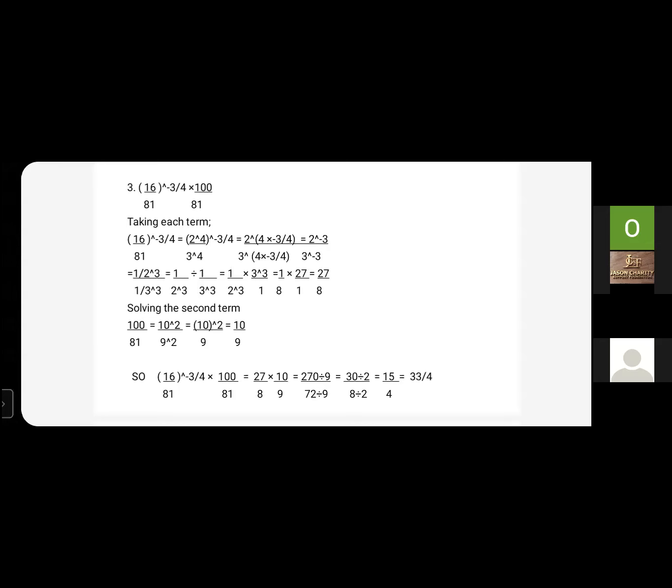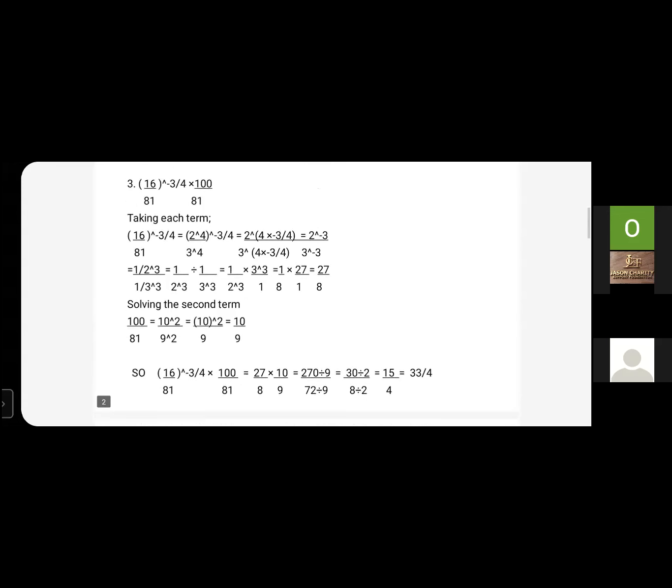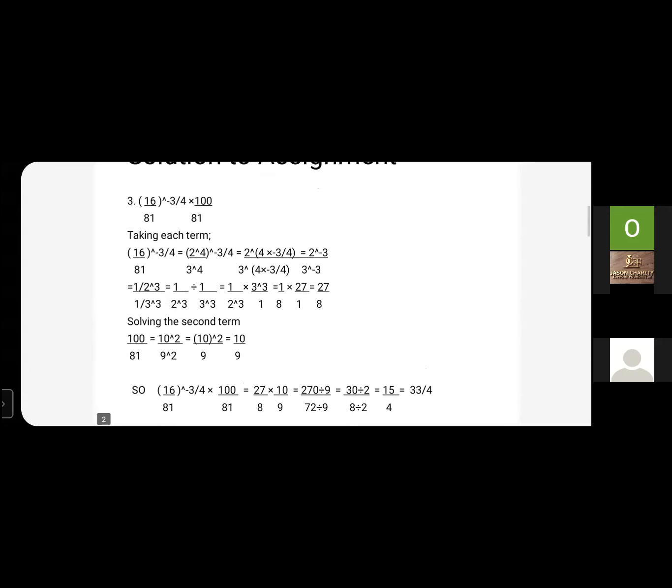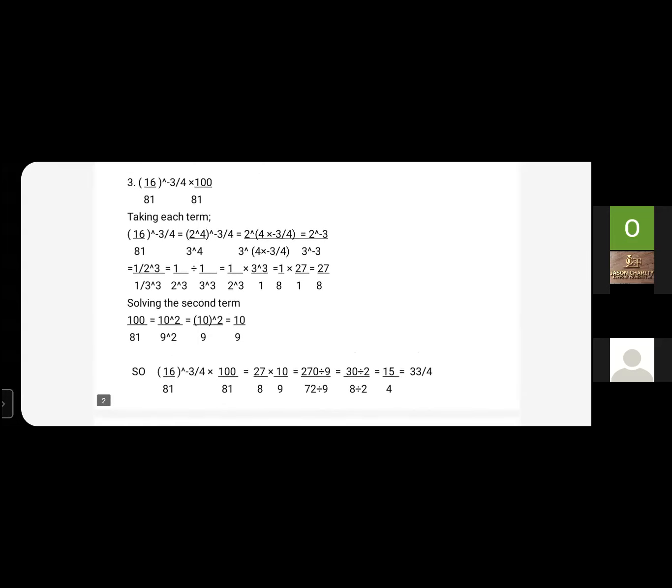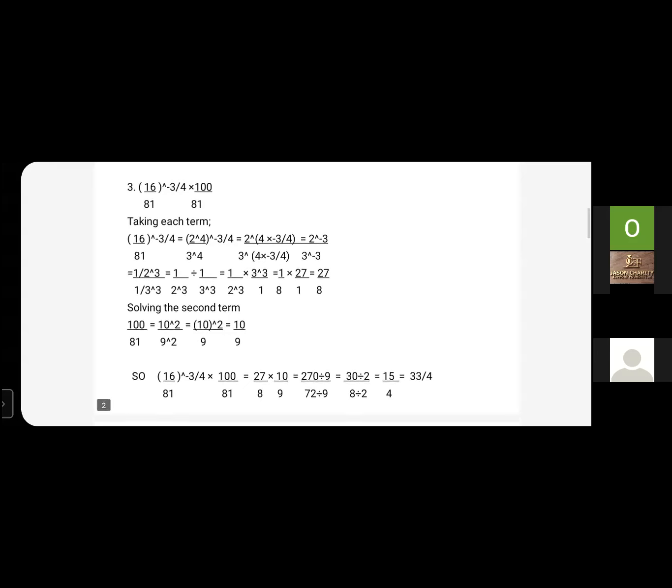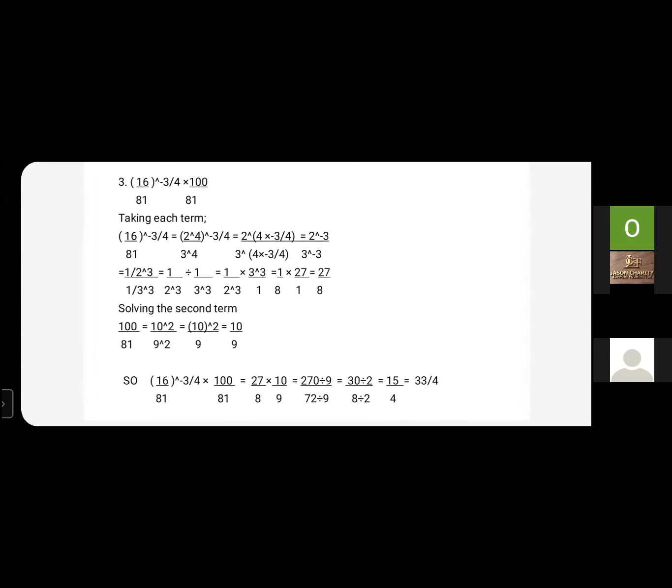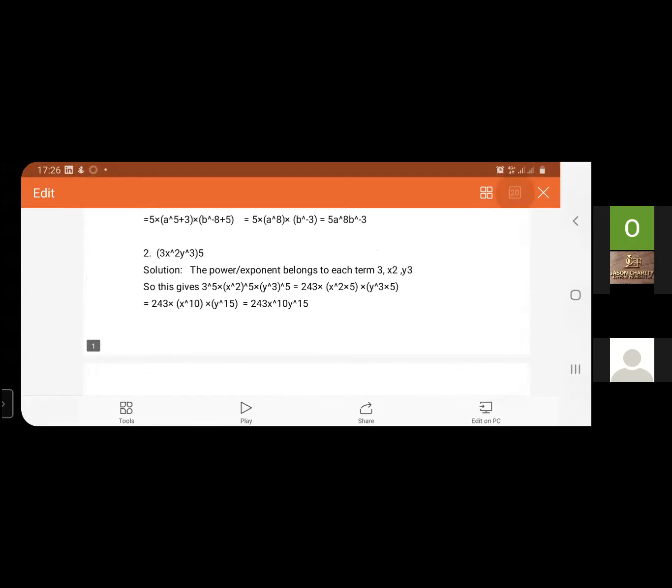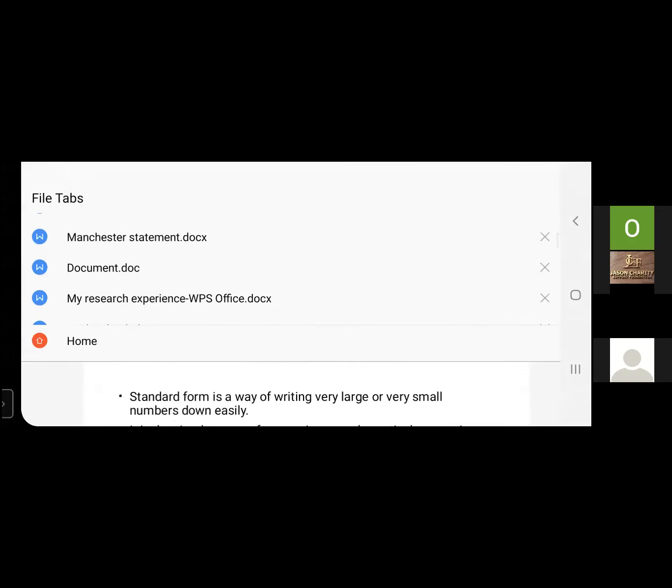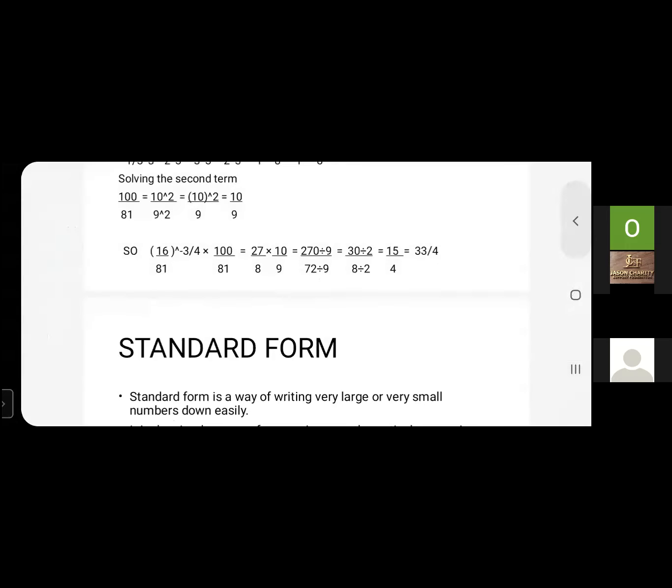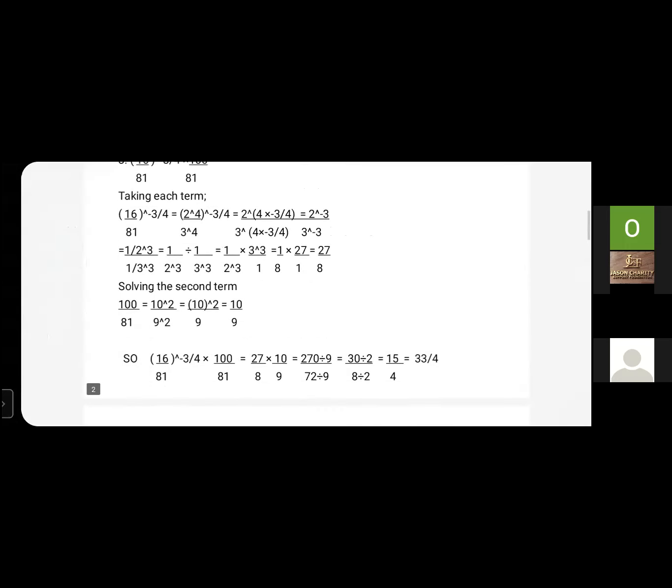So this is question 3. What is on my slide is quite different from the question. I was trying to correct it, but I'm not getting the corrected version. Okay, let me just explain like that.